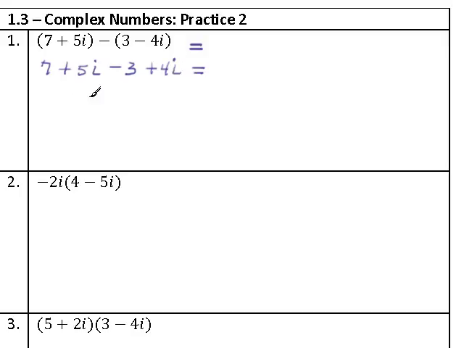And now we just add the like terms. So we'll add a 7 and a minus 3, that's 4, and a 5i and a 4i, that's 9i.